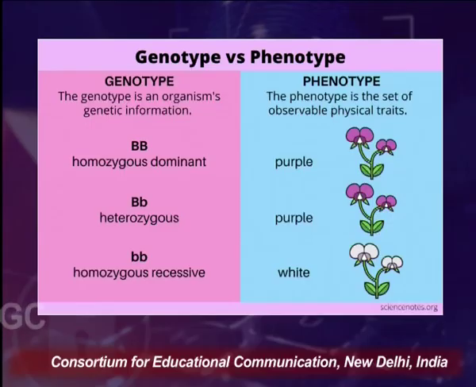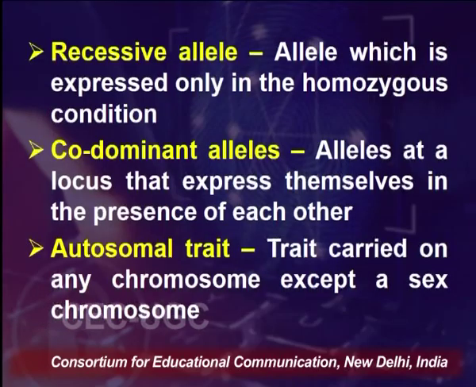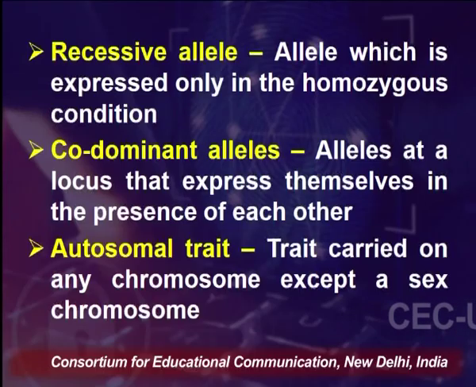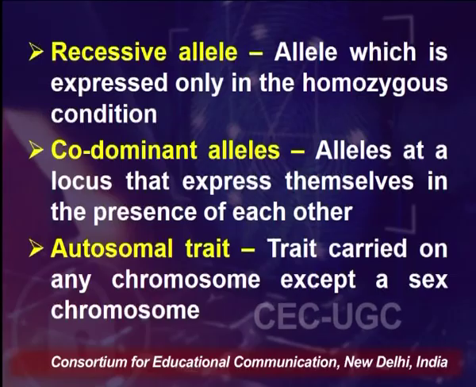Now, going to the dominant allele and the recessive allele: the dominant allele is expressed in any condition, even if a recessive allele is present, but the recessive allele is expressed only in the homozygous condition, as we have seen in the previous picture, that the white color of the flower only came when it was a recessive homozygous condition, small b and small b. When even a trace of capital B was present, the flower got the purple color.